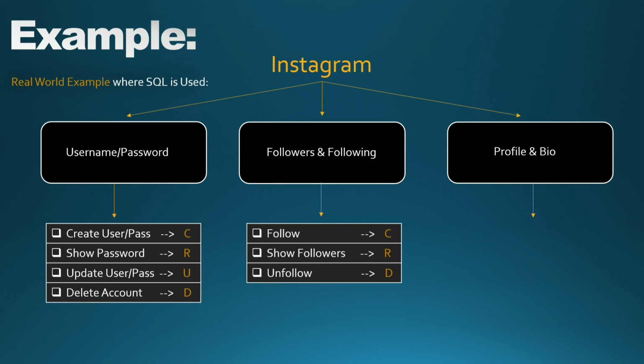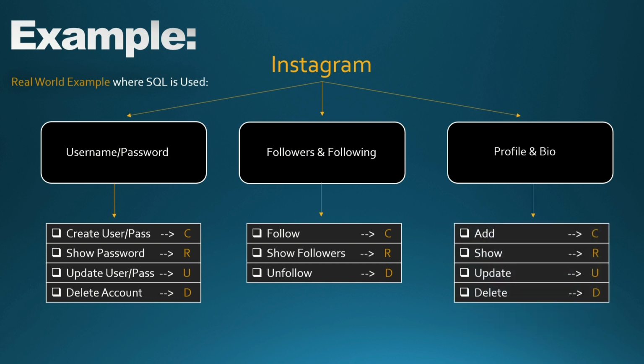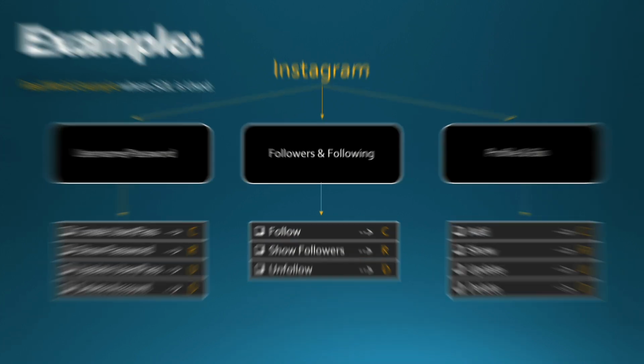Okay, let's move on to the last scenario, the third scenario. It's about profile and bio information. Here also we are performing all the CRUD operations. That means we are adding a profile photo, creating a new bio, reading our bio information, updating profile and bio information, and sometimes we also delete the profile photo and bio. Like that, we can perform these operations of profile and bio updating. So this is how we are unknowingly performing SQL operations on Instagram data.